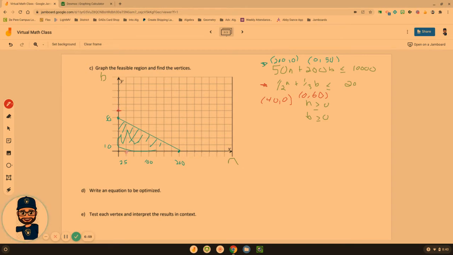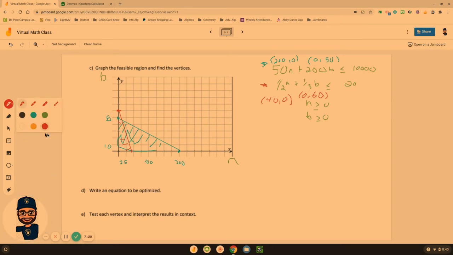So 60 and 40. So 25, 50, so, somewhere in here. Which means we have that line. And let's check 0, 0. 0 plus 0 is less than or equal to 20. That's absolutely true. So it would have to be everything underneath the red line as well.